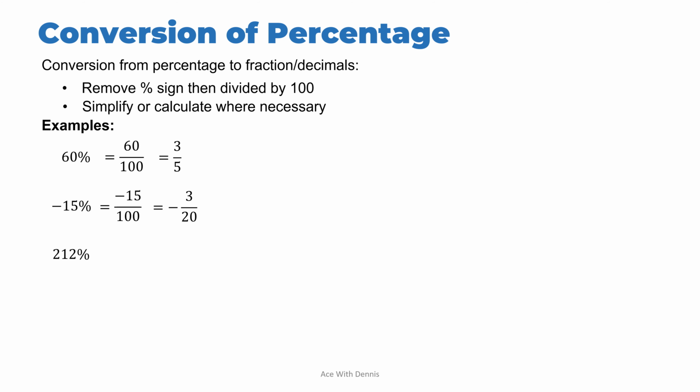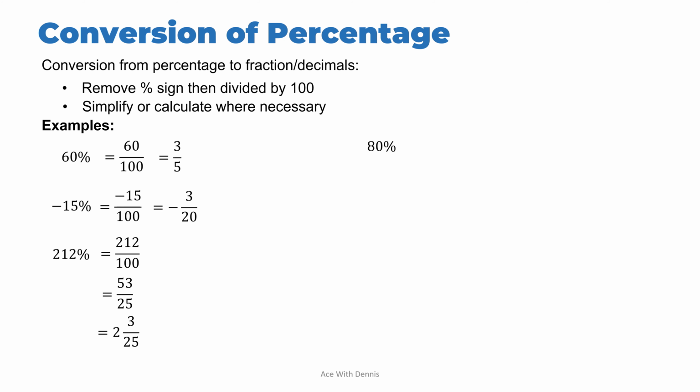One more example. 212%, which means 212 over 100. Simplify, we get 53 over 25. And changing to a mixed number, it is 2 and 3 over 25.